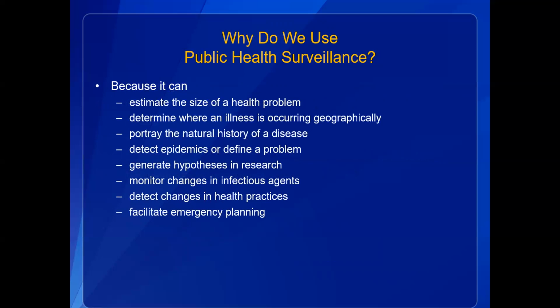Why do we do public health surveillance? Because it estimates the size of a health problem, and we need to know the magnitude. It determines where an illness is occurring geographically, and portrays the natural history of a disease. If you're not monitoring, we won't be able to understand how the disease is progressing. But if you are checking the disease stage by stage, we'll be able to see the natural history of this disease, which is how the disease progresses from infection up to death. It can also help us to detect epidemics.